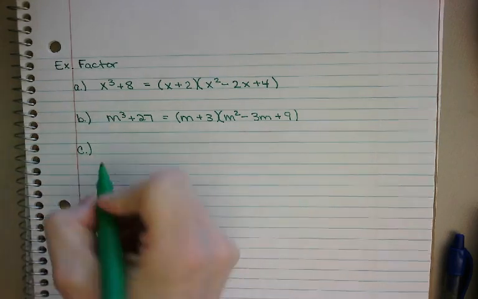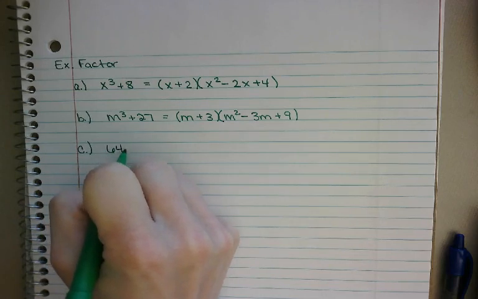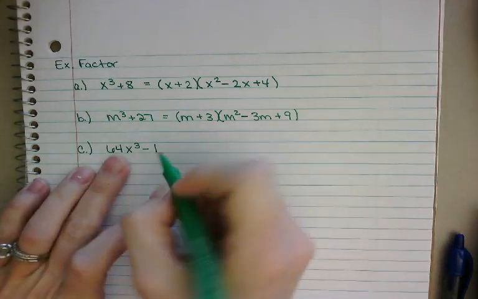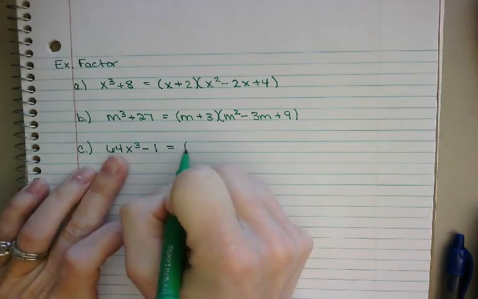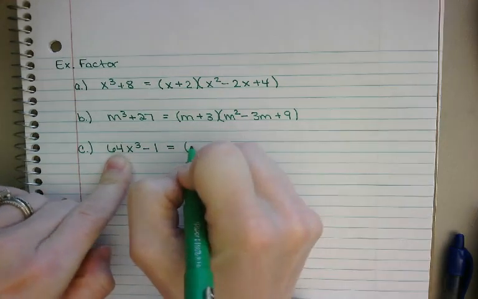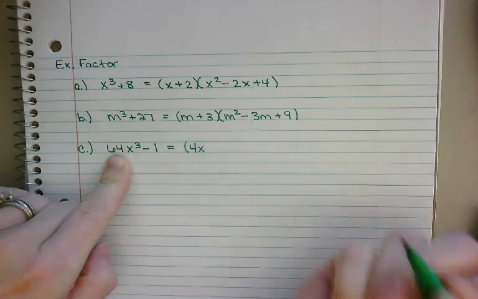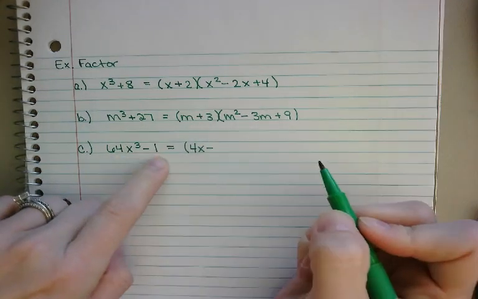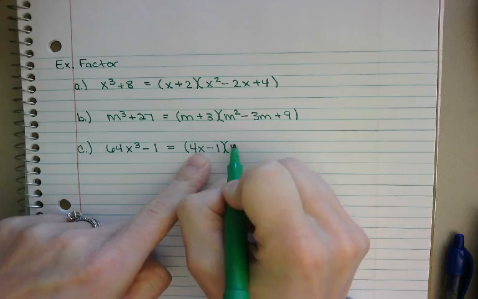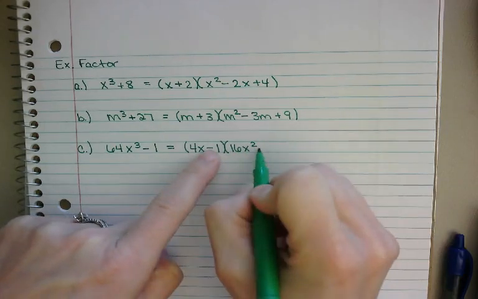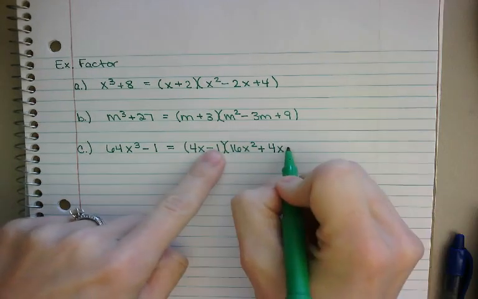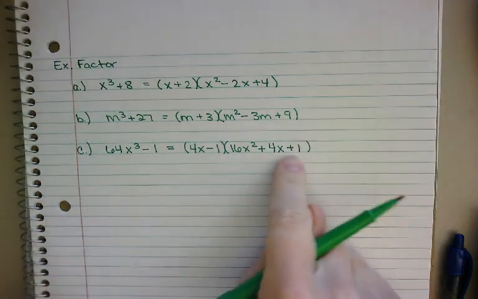Okay, let's do 64x cubed minus 1. Okay, so what number do I cube to get a 64 and an x cubed? That would be a 4 and an x. Keep the sign. What number cubed is 1? 1. Okay. Square this. Sign change. Product. Square. And again, this will never factor.